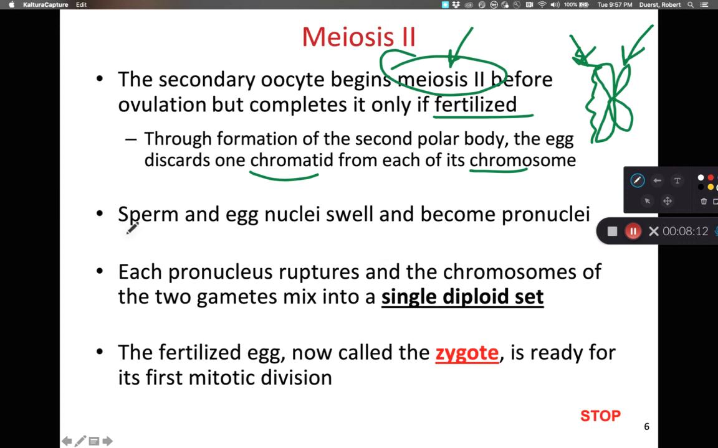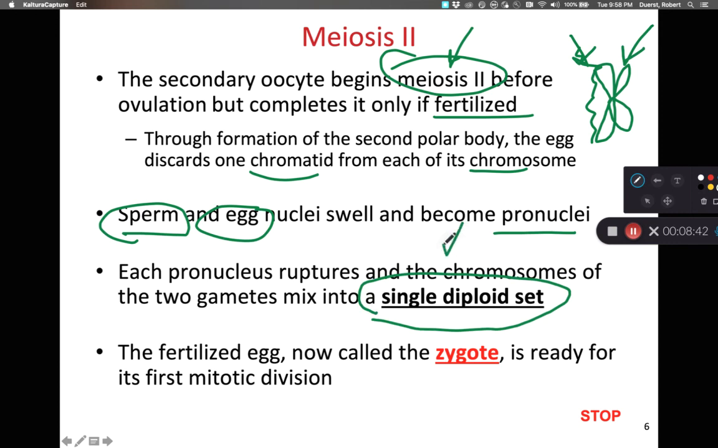So now we have a sperm and an egg that have combined. Their nuclei swell and become pronuclei. And at this pronuclei stage, eventually they pop. You can think of these as being like overinflated balloons. And the chromosomes from the father and the mother, the paternal and maternal chromosomes, are going to mingle to form one diploid set of DNA.